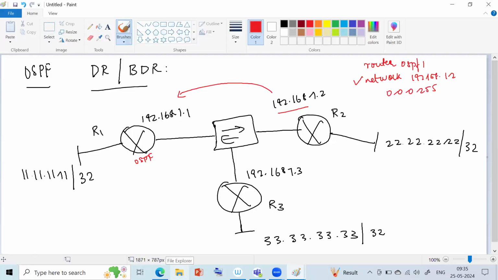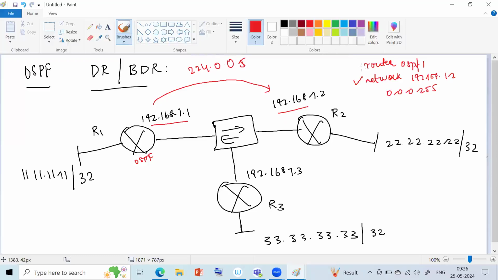Neighborship will be established, and the reason why is whenever you give the network command on this particular subnet, a hello packet will travel to this particular router. Why this particular router? Because the hello packet will be traveling to the multicast address 224.0.0.5.